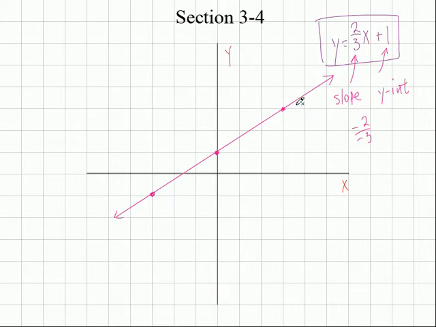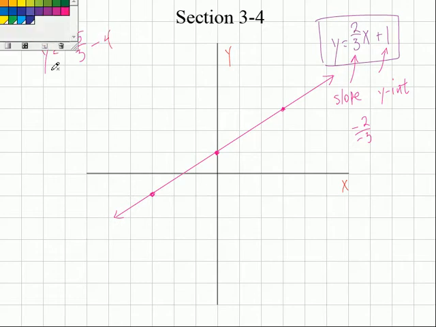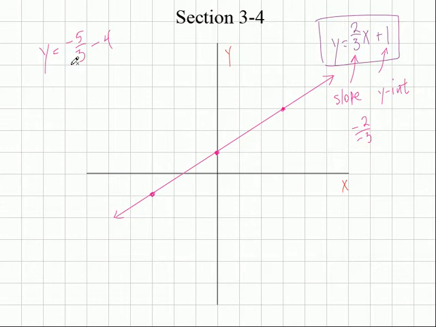Makes sense? So I could give you an equation. I could say y equals -5/3 x minus 4. Let's say we did that. And let's change colors. So if I wanted to graph that, the y-intercept is -4, so 1, 2, 3, 4, right? And then the slope is -5/3.